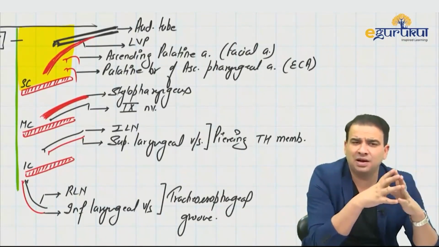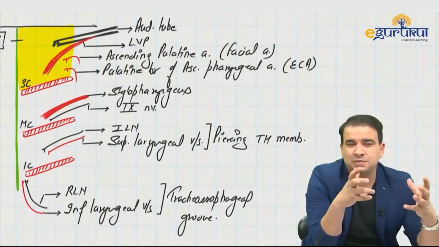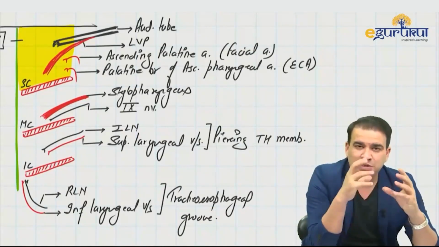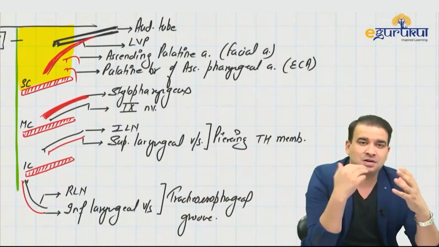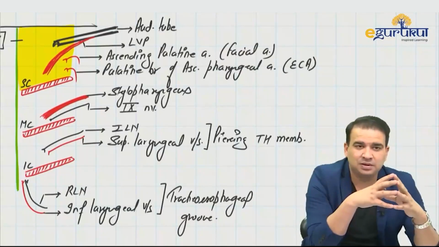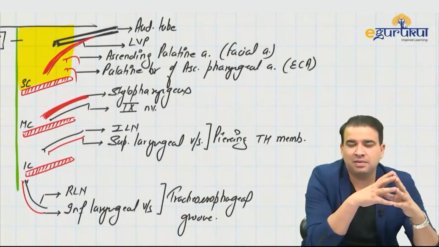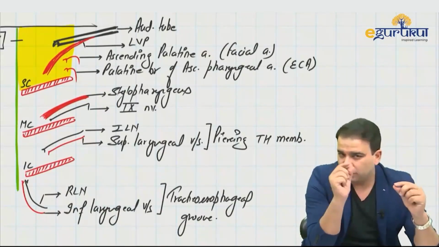That's a very, very commonly asked question from the pharyngeal wall, the structures between the constrictors, and especially the sinus of Morgagni, or you can say the structures which are piercing the pharyngobasilar fascia: auditory tube, levator veli palatini, ascending palatine artery, and palatine branch of ascending pharyngeal artery. Just don't confuse those arteries there.